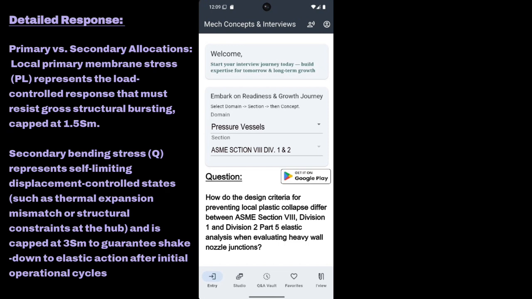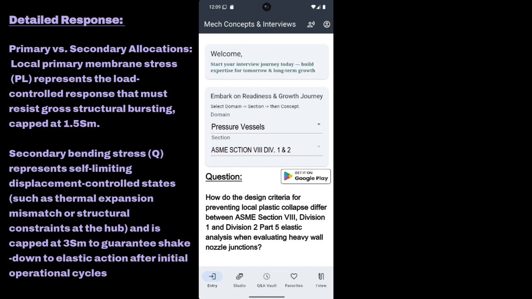Displacement-controlled meaning it's driven by thermal movement? Usually, yes. It is typically driven by thermal expansion mismatch between the thick vessel wall and the thinner nozzle, or structural constraints at the hub. Because it is self-limiting, meaning the joint bends slightly and the stress relieves itself, it is capped much higher at 3 S sub m.